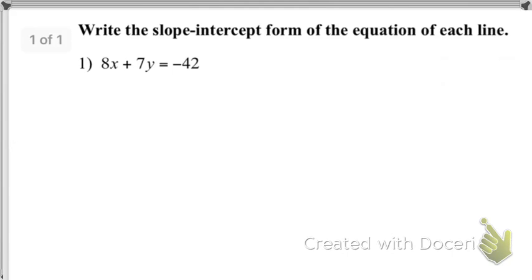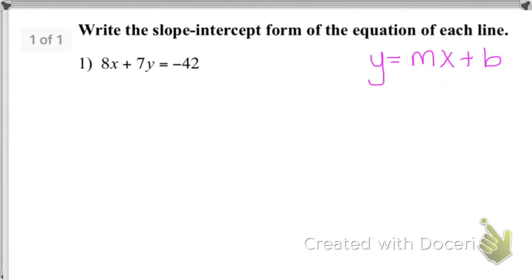Okay, so we're going to be learning today how to rewrite equations in slope-intercept form. What we want the equation to look like when we're done is this format. y equals a number times x plus... or sorry, not our slope, our y-intercept. So y equals our slope times x plus or minus our y-intercept, okay? So basically what we're doing is solving for y.